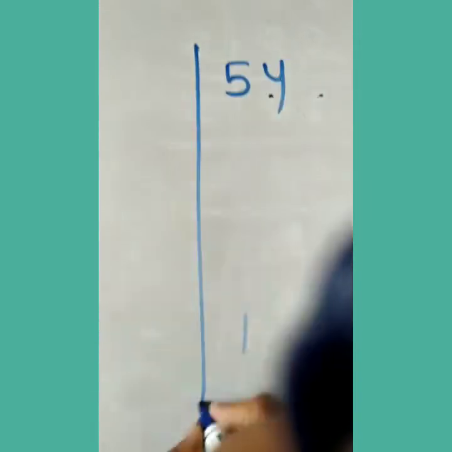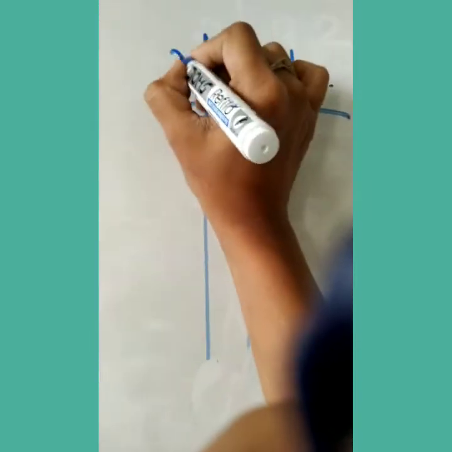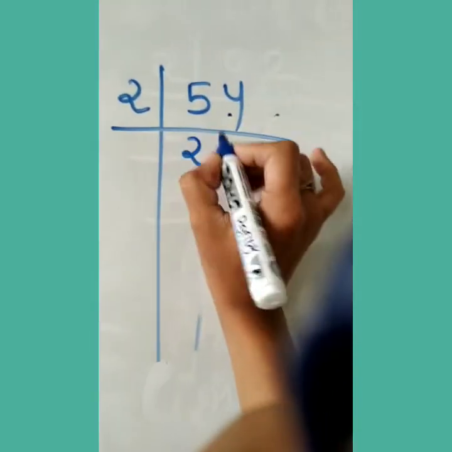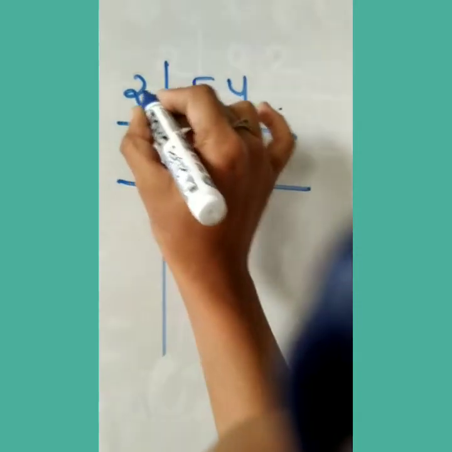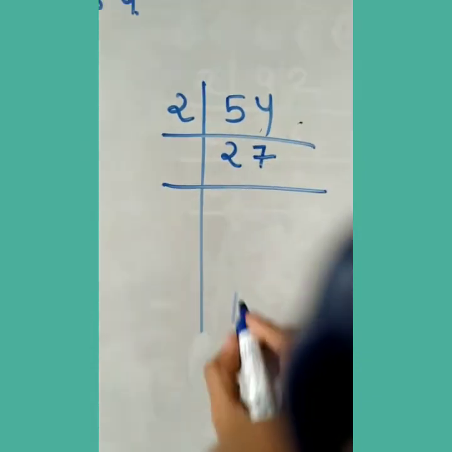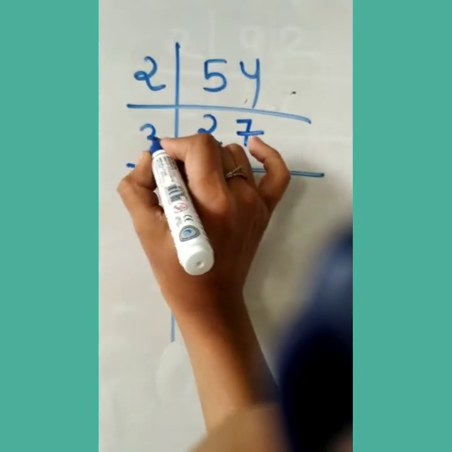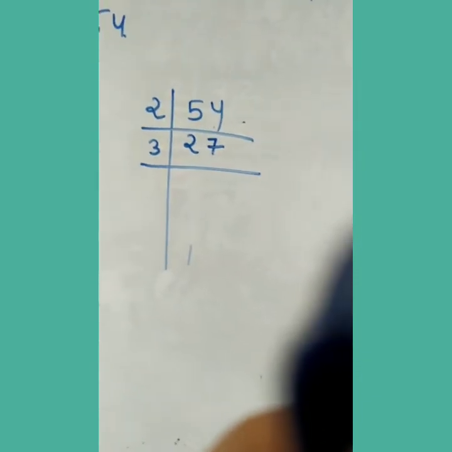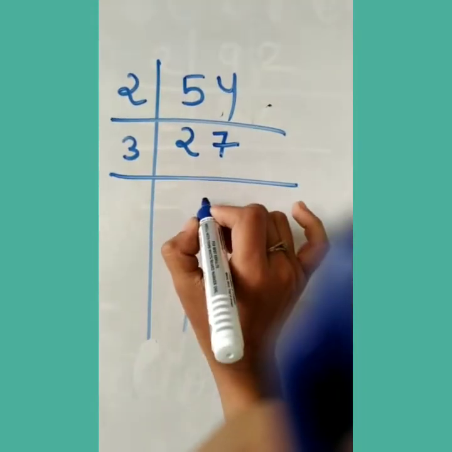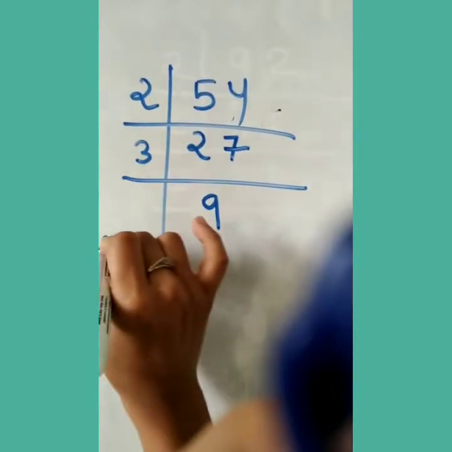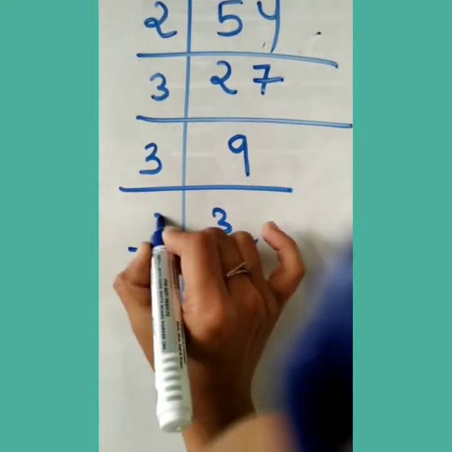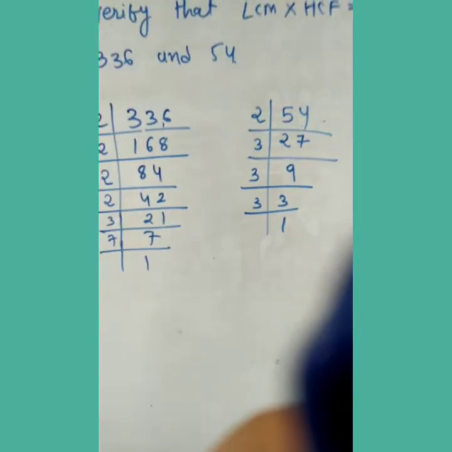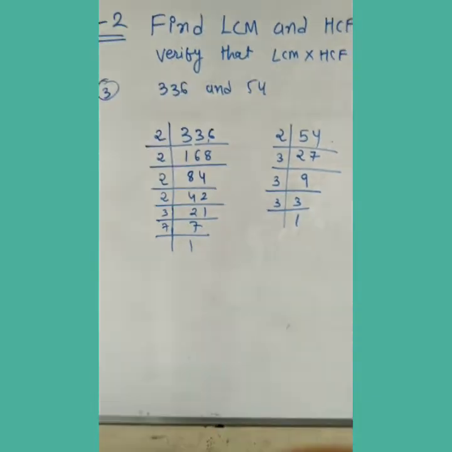Here we will begin with 54. We will start with 2. 2 2s are 4 and 1 5. 2 7s are 14. In the table of 3, when 27 will come, here we can check. Here we will say 3 3s are 9 and 3 1s are 3. So we prime factorize both the numbers.